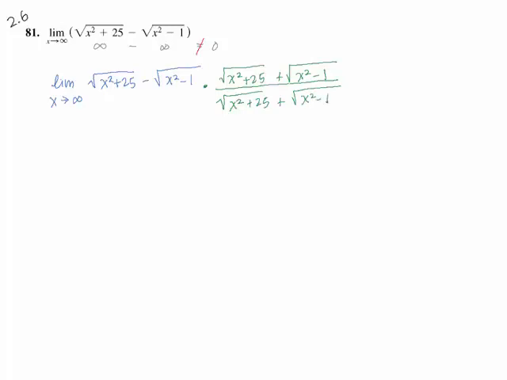On the top and the bottom. By foiling, the numerator becomes x squared plus 25 minus x squared minus 1, and the denominator is still square root of x squared plus 25 plus the square root of x squared minus 1.